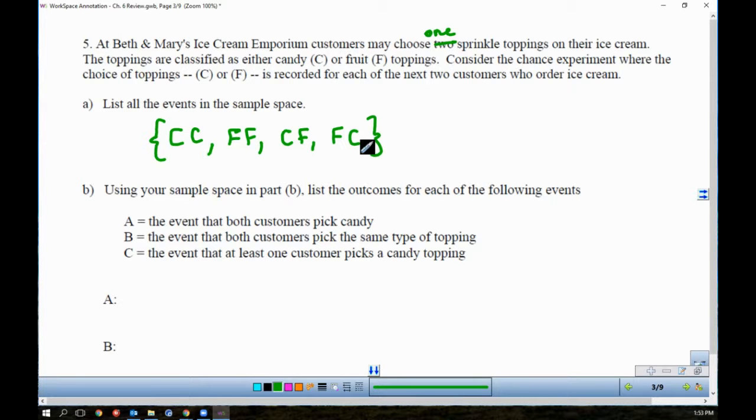Okay, B is asking us to use our sample space in part A. List the outcomes for each of the following events. So A says the event that both customers pick candy. Which event up here uses both customers pick candy? CC, right? So that's what we put here.